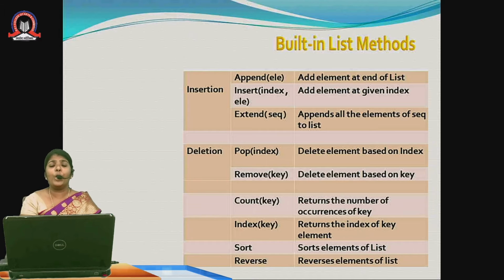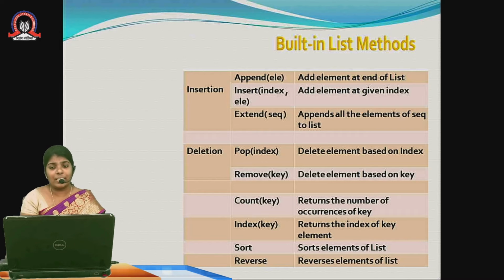Now we are going to see built-in list methods. What is built-in? It is a predefined method. In the Python list, there are predefined, or built-in, methods. First one, insertion. In insertion you can see append, insert, extend. What is append? You can add the element at the end of the list. Then insert. You can add the element at a given index.